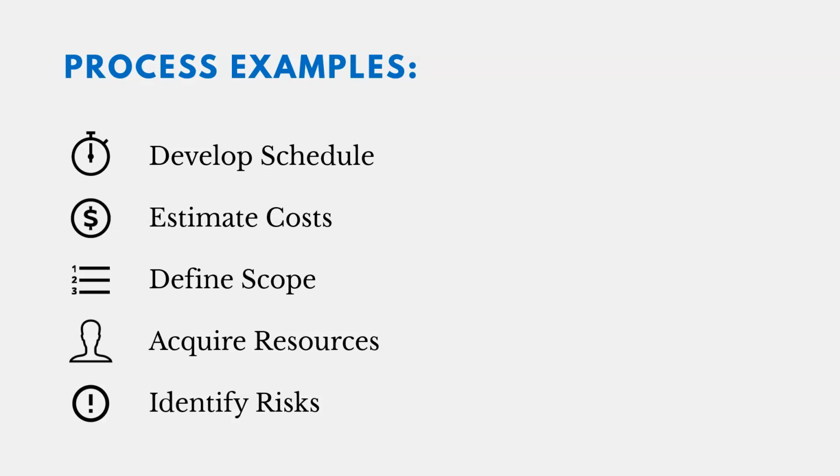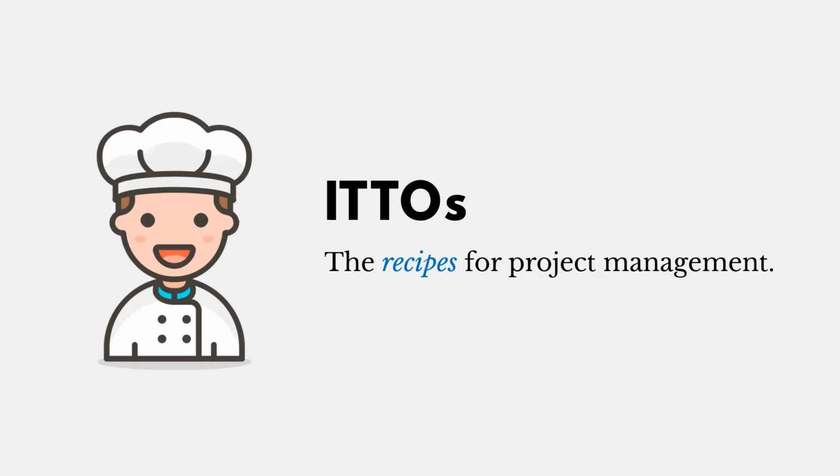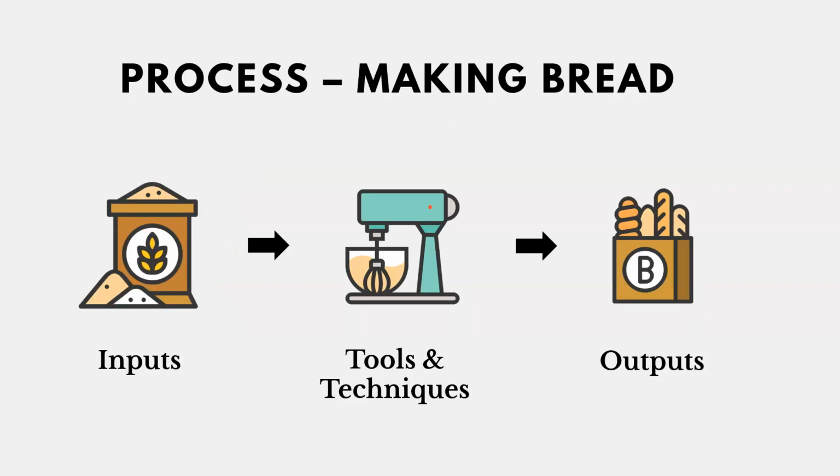There's 49 of these. And each of these processes have ITTOs, inputs, tools and techniques, and outputs. Now the ITTOs are kind of like the recipes for project management. And you can think about it this way. If there's a process we perform to make bread, we've got inputs like flour, tools and techniques that we use, and then the output that we hope to achieve, this delicious bread. And so we've got a process, inputs, tools and techniques, and outputs.